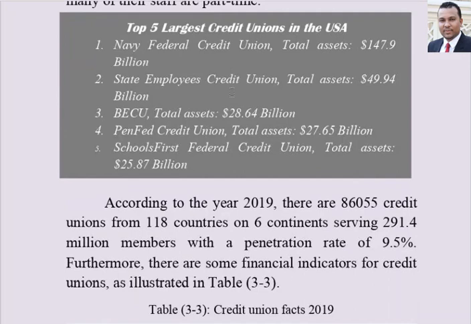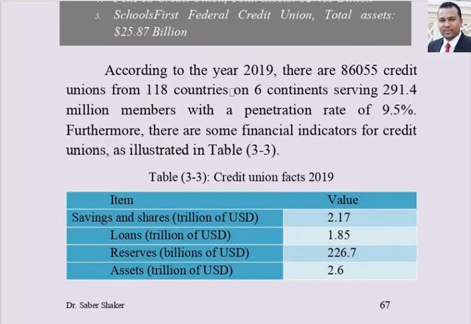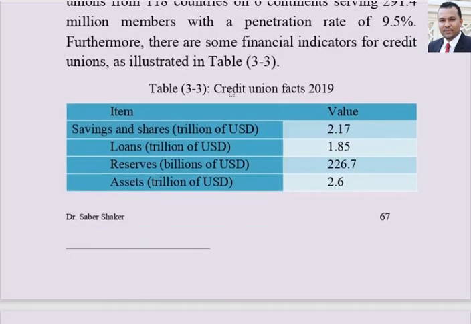An example of credit unions in the USA is Navy Federal Credit Union. We talk about assets with a value of 147.9 billion dollars. What about some data about credit unions worldwide? Around 86,055 credit unions from 118 countries. We talk about savings and shares of 2.1 trillion dollars, loans of 1.8 trillion dollars, assets of 2.6 trillion, and reserves of 226.7 billion dollars.